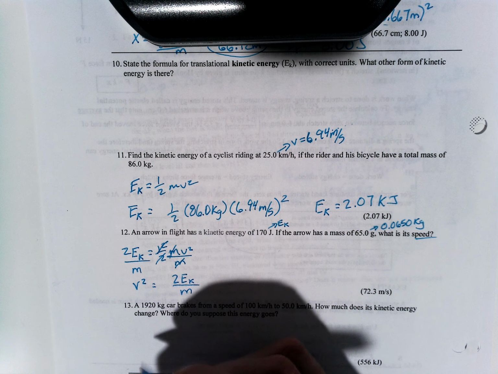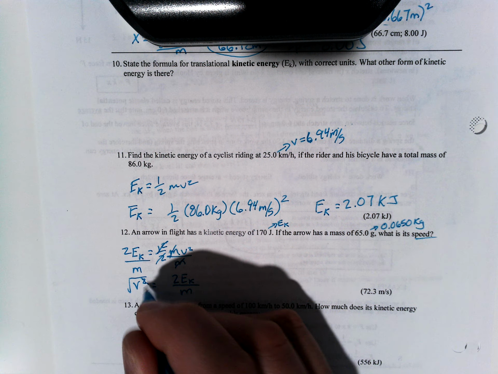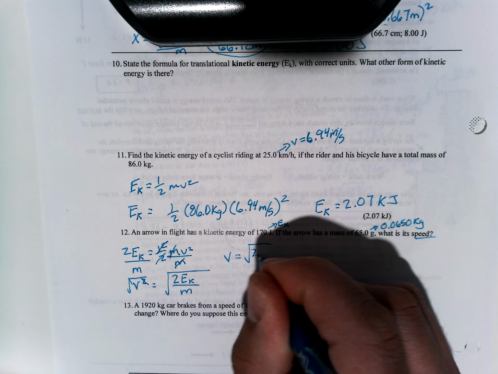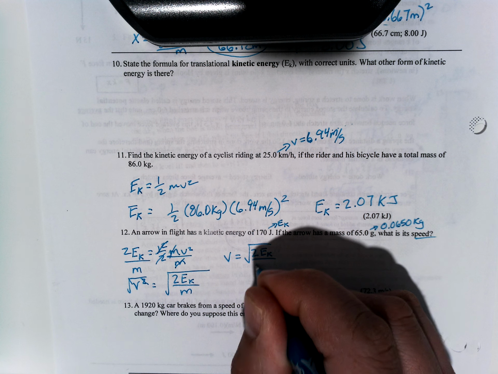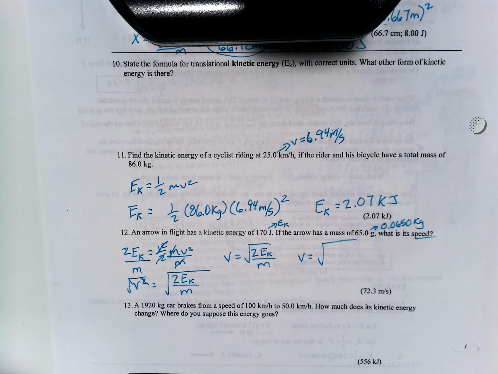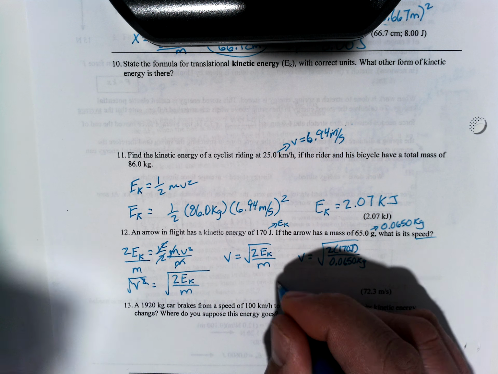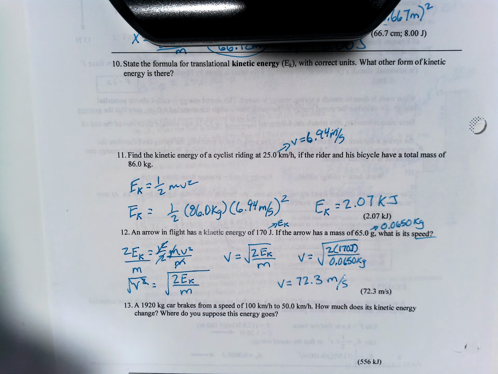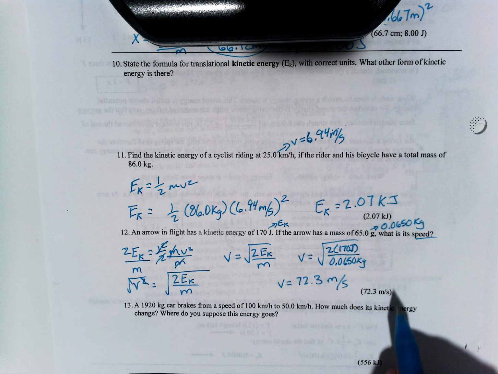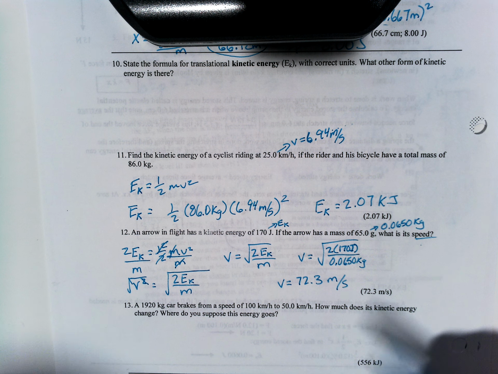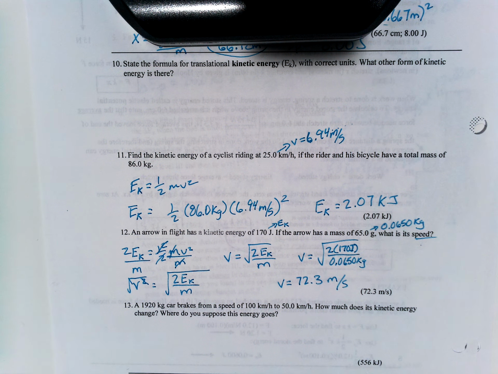To get rid of the squared, I'm going to square root both sides. That cancels with that. So I get v is equal to the square root of 2 times the kinetic energy divided by our mass. Now I'll put our numbers in. And our answer is 72.3 meters per second. For this one, it just asks us for a speed. Sometimes you just have to be careful. It might say, what is the speed in kilometers per hour? You would then convert it at this point back to kilometers per hour.